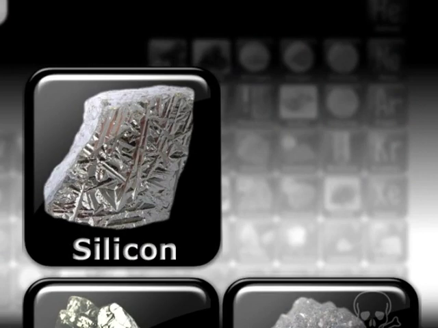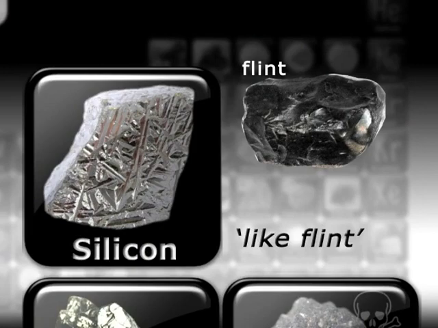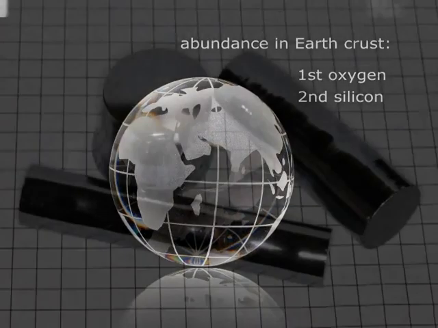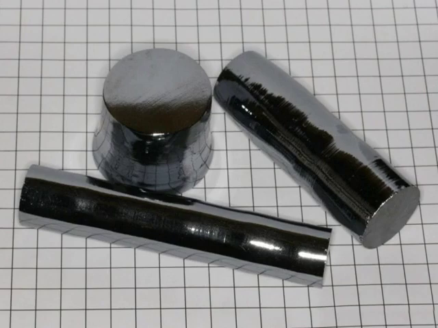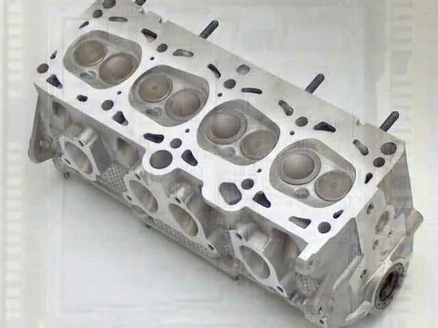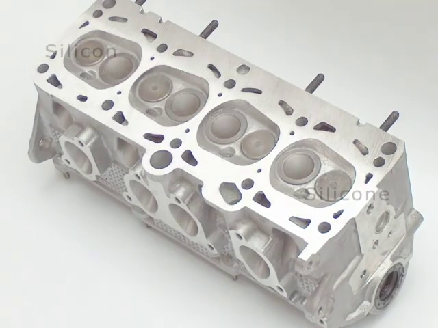Silicon. Silicon is the Latin word for flint. Silicon is glassy, like flint, and it is the second most abundant element in the Earth's crust, second only to oxygen. Ultra-pure silicon is one of the best materials to make transistors and computer chips. Most silicon is used as an alloy in aluminum and steel for added strength and low shrinkage.